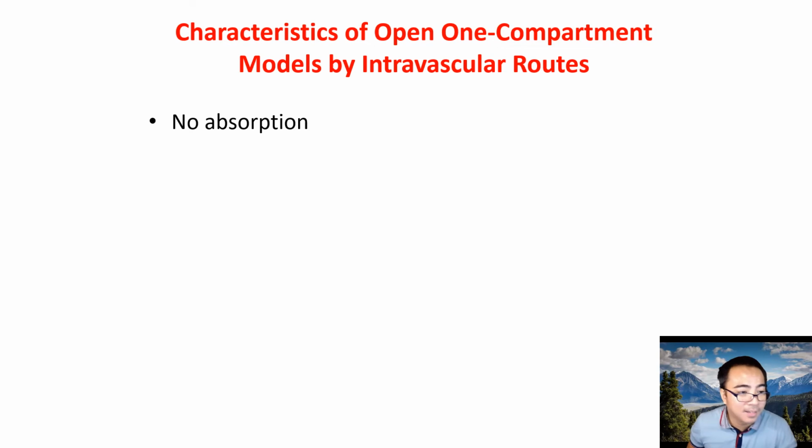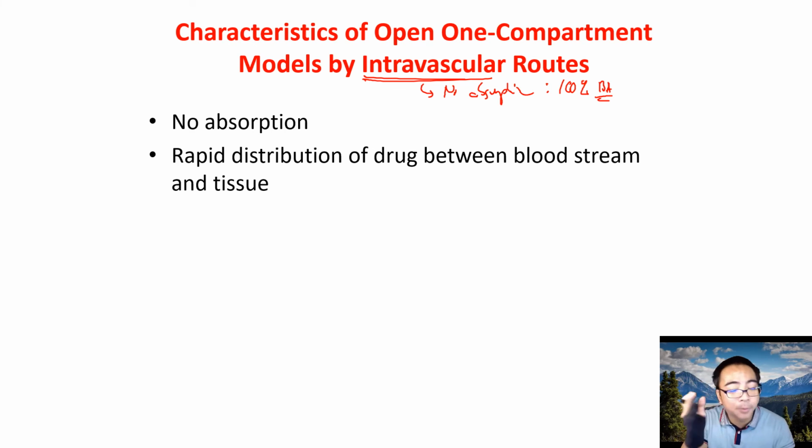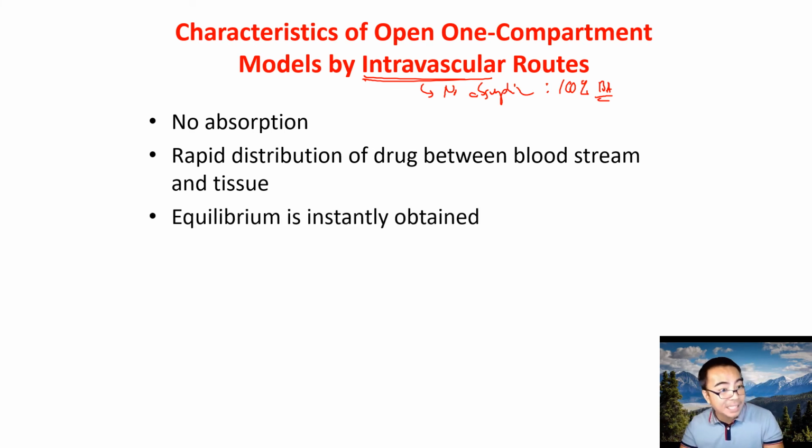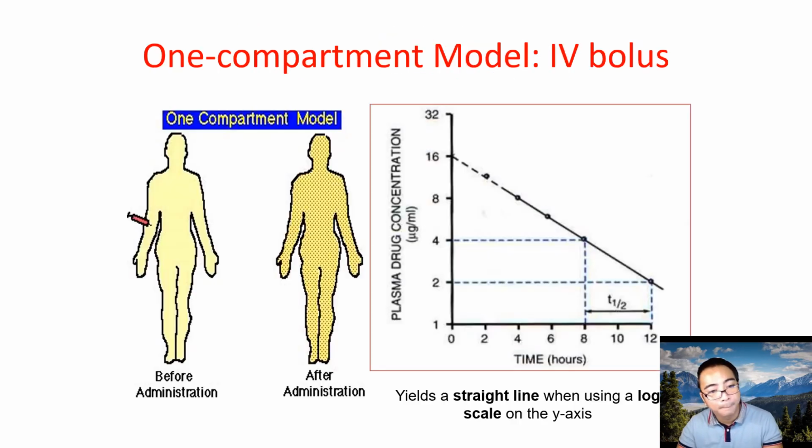So what are the characteristics of an open one compartment model? Via intravascular route. Intravascular, meaning no absorption. So walang absorption phase to. 100% bioavailability. So no absorption, rapid distribution of drug between bloodstream and tissues. Equilibrium is instantly obtained. And the fall of drug concentration depends on excretion and metabolism.